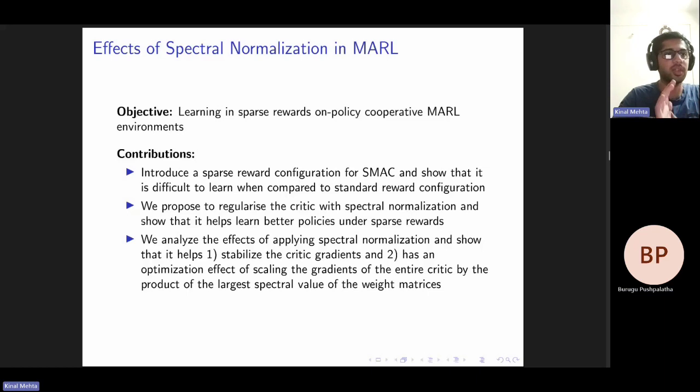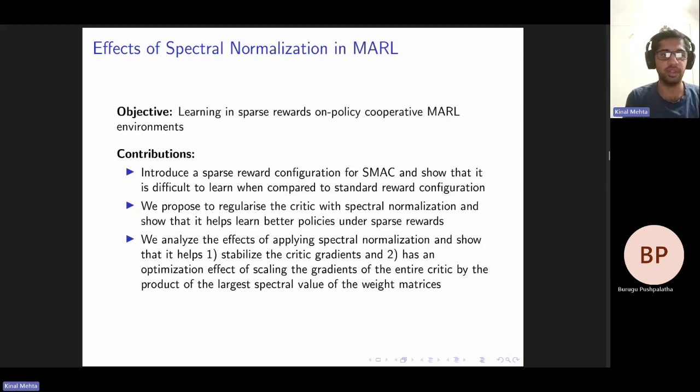Now we can start with the first part of the thesis, where we focus on learning with sparse rewards in on-policy cooperative MARL environments. Our focus is homogeneous cooperative MARL environments. We'll be using only on-policy multi-agent algorithms, and the rewards will be sparse rewards from this environment. Our main contributions in this part are: we introduce a sparse reward configuration for SMAC. SMAC is the StarCraft Multi-Agent Challenge environment, which is a common benchmark for cooperative multi-agent environments, and we show that it is difficult to learn when compared to the standard reward configuration.